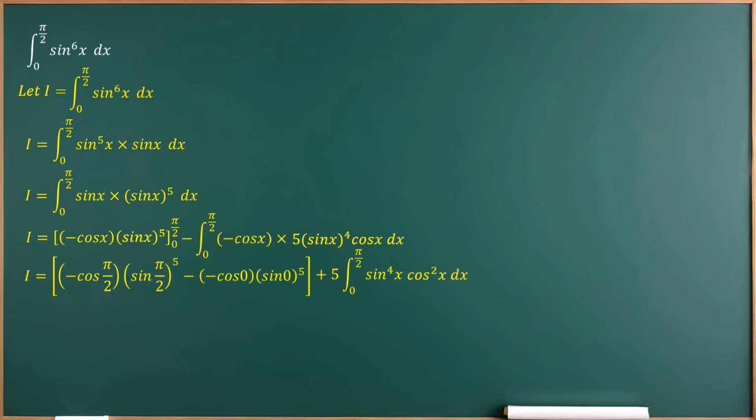Cos pi over 2 means cos 90 degree. It is equal to 0. Sin pi over 2 means sin 90 degree. It is equal to 1. Cos 0 equals 1. Sin 0 equals 0.